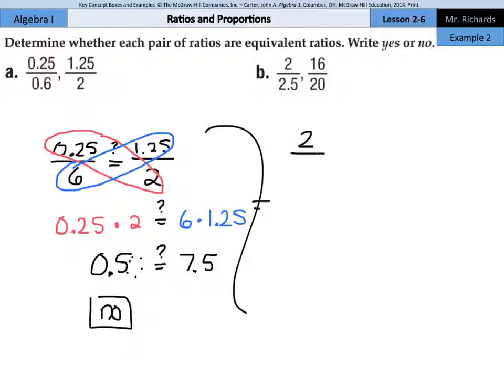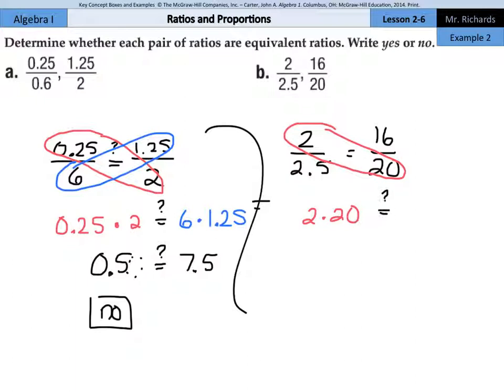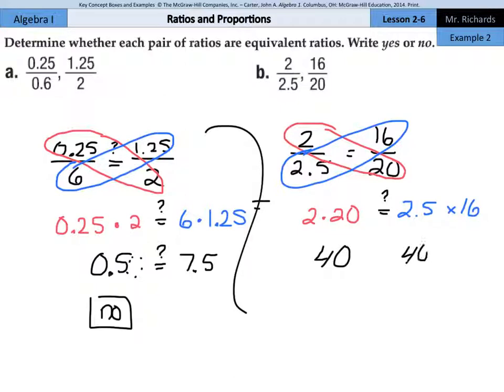Well, is 2 over 2.5 equal to 16 over 20? Let's examine the cross products. 2 times 20 needs to equal 2.5 times 16. 2 multiplied by 20 is 40. 2.5 times 16 is also 40. And since 40 equals 40, the answer is yes, this is a proportion.